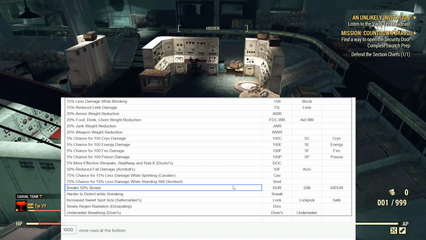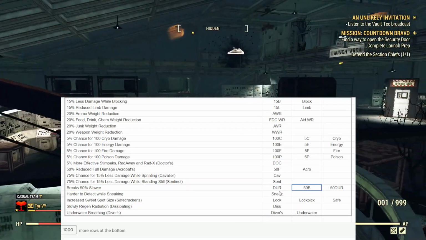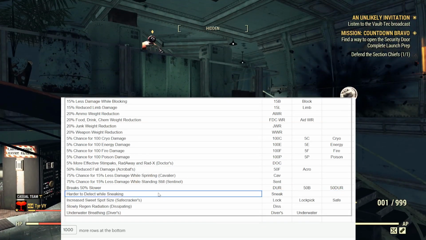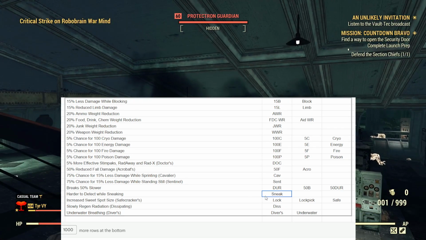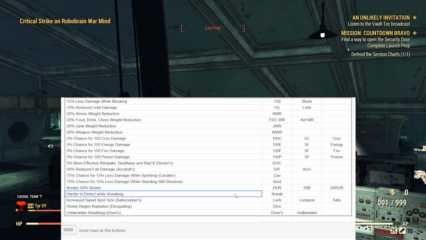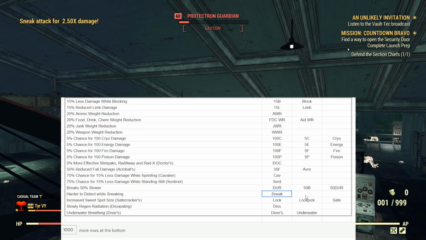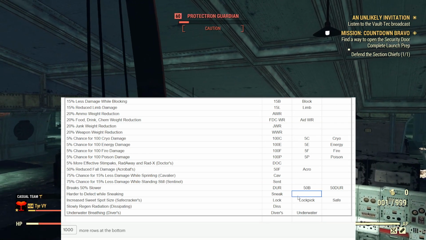Then we've got the break slower effect. We covered this in the weapons section. Just use JUR or 50B or 50DUR. Then we've got the harder to detect while sneaking effect. Most of the time people do write sneak. However, some other lists do denote that people do write HTD, harder to detect. That's probably just as viable, but just go with sneak if you're unsure, if you don't know what it means.